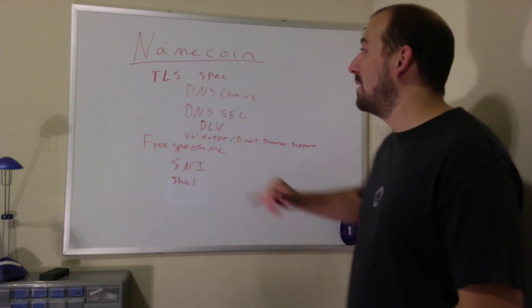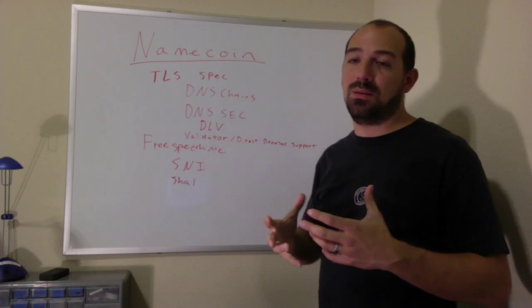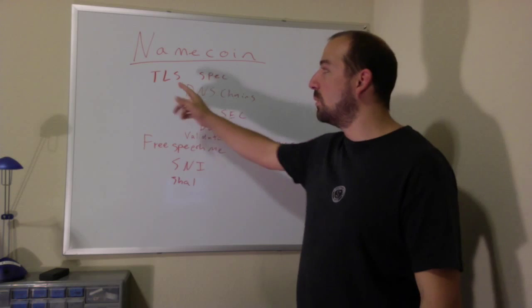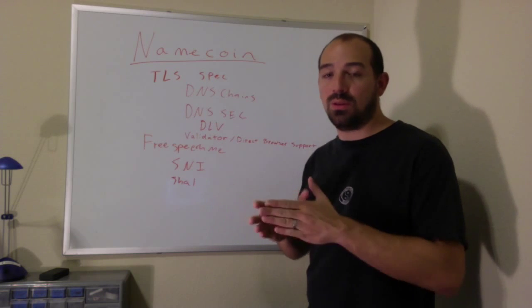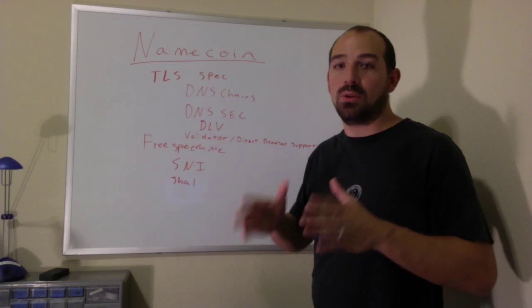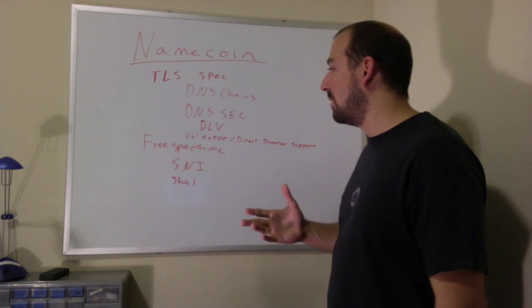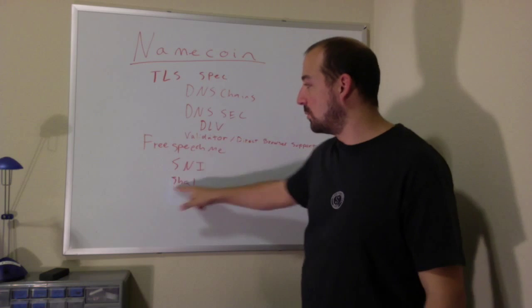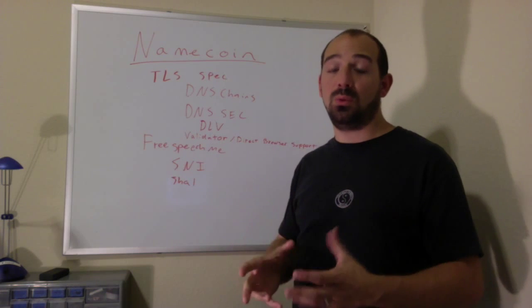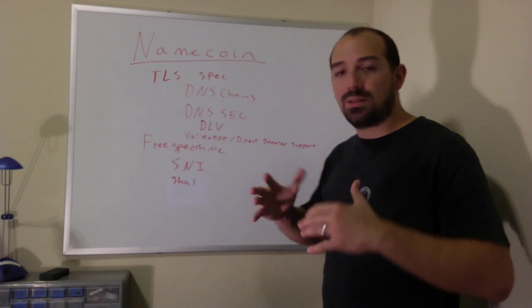So Namecoin, the TLS spec. How you define your certificate in Namecoin is changing. The original spec was just to put in this fingerprint, which I believe was a SHA-1 hash of their certificate. They called it a SHA-1 fingerprint. The original option was just this free speech plugin, which is a Firefox only plugin, and it just validates the SHA-1 hash. So that's kind of the old way.